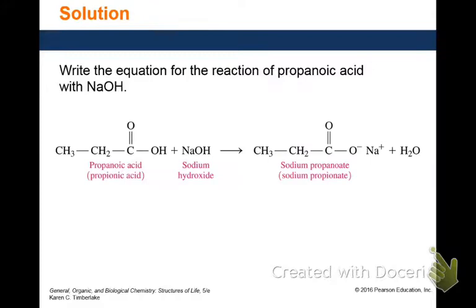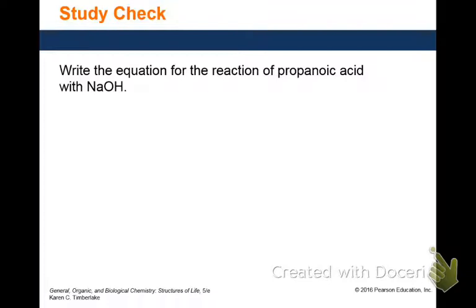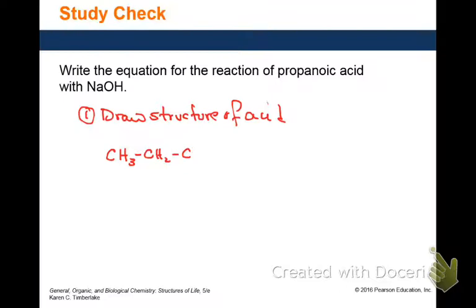I cheated. It's on the next slide, but I'm going to write some notes on here. You're going to draw the structures, and you always start with the parent chain. It would be CH3CH2C. If you have the next slide, it's actually written, but it's good practice. Now, if you want, you can write it as COOH. There are different ways to write these; that's just a little easier to do. And then it's with sodium hydroxide.